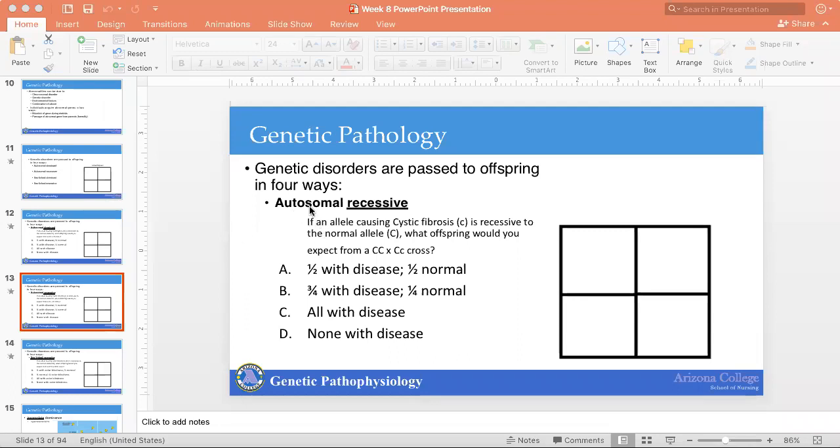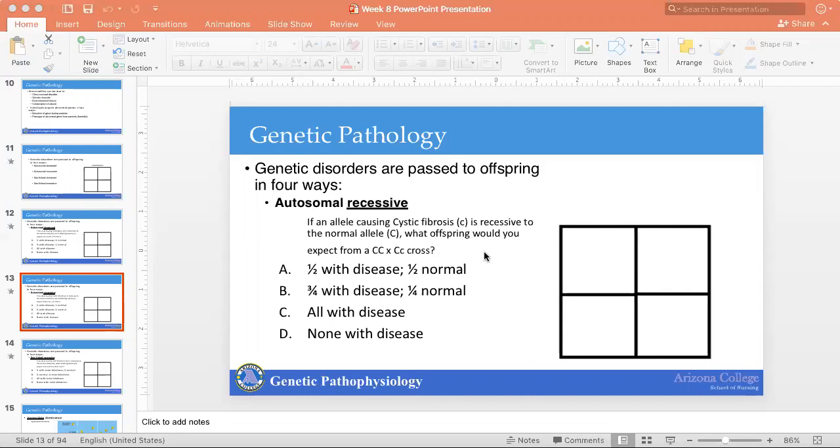So let's look at this autosomal recessive. Let's say an allele causing cystic fibrosis is a lowercase c, meaning it's recessive to the normal allele. So if it's autosomal recessive, in this case, you have to have two copies of the recessive allele in order to have the disease. You'll be a carrier for the disease if you have a lowercase c, but you need two of them to actually have it.